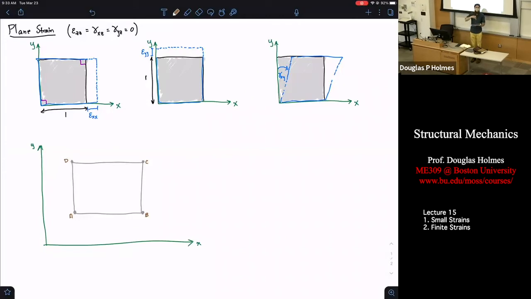Like literally the marker points you put on your rubber sheet are going to be in a different spot in space after you stretch it. So they might look like this. And now they inhabit 4 new places. We'll call them A prime, B prime, C prime, and D prime. And what we want to understand is, how do these material points move?